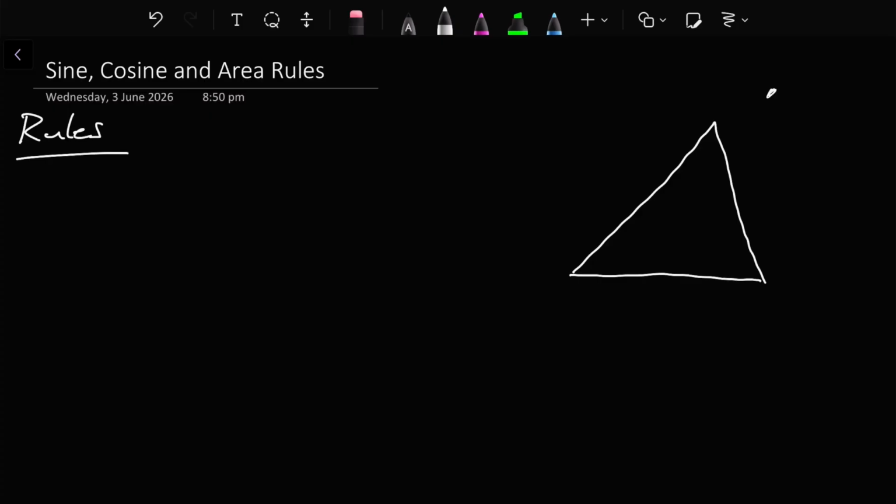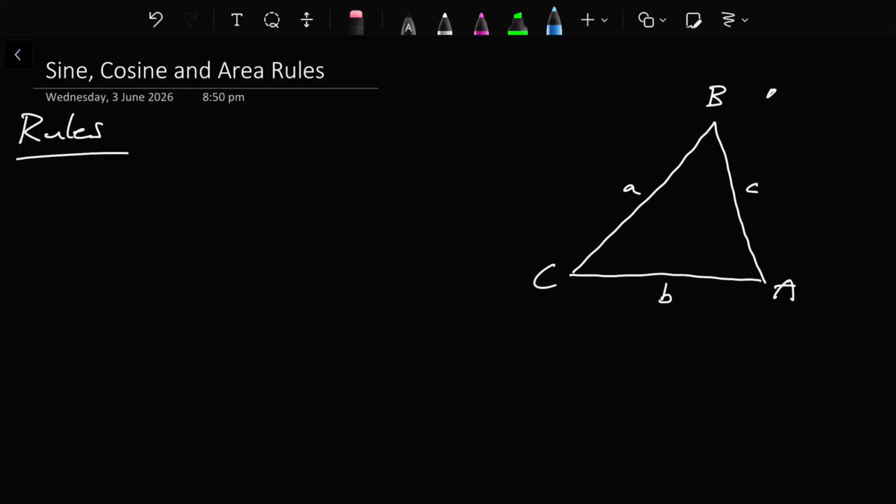So we'll say this is C. We'll say this is B, and this is A. Okay, those are the corners or the angles in some sense. And then we would label this side as small c, small a, small b. Okay, so we have three important rules that come off this triangle.